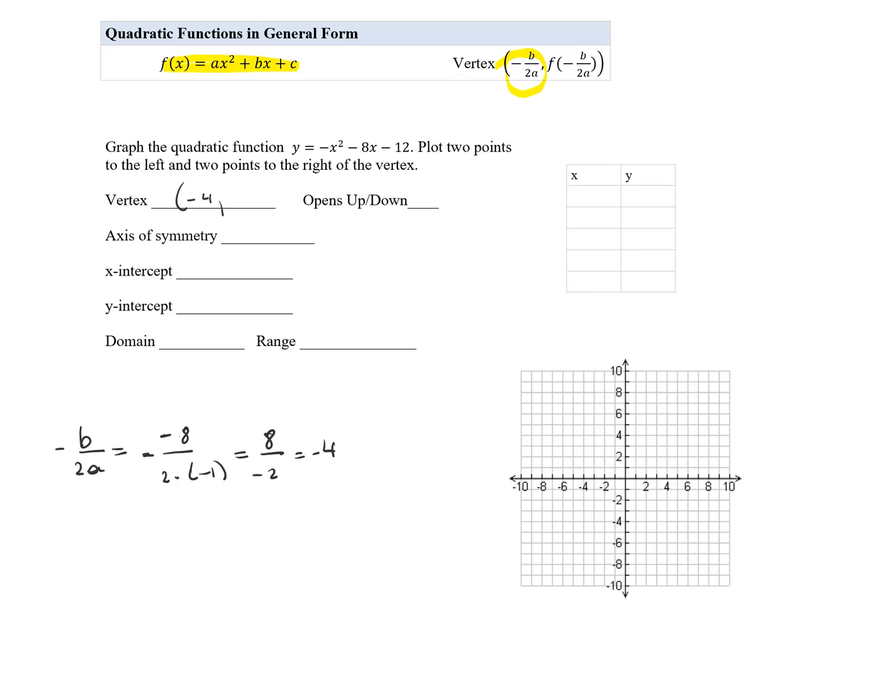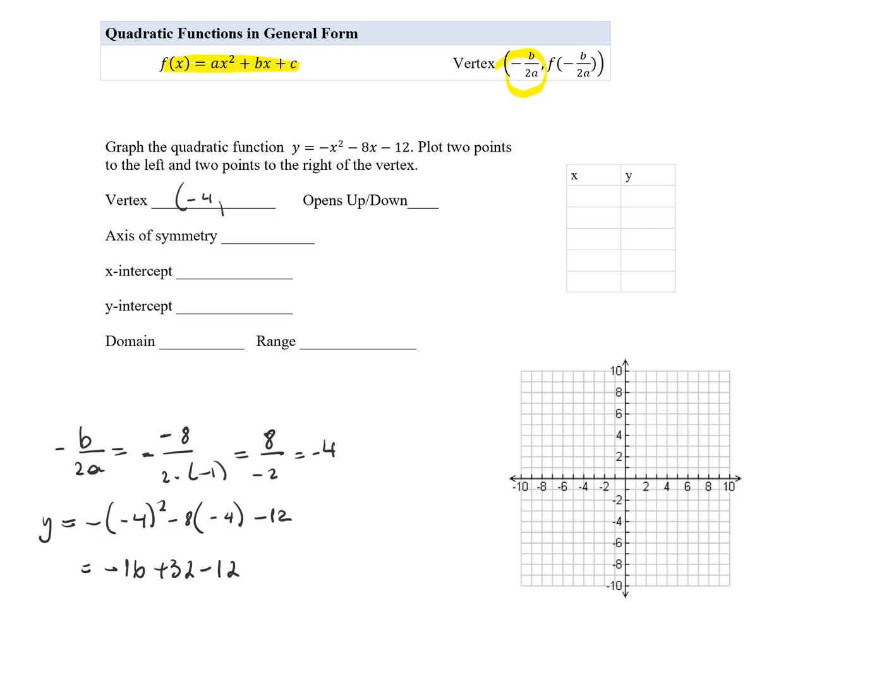To find the corresponding y-coordinate, substitute negative 4 in place of x into the original problem. We have y equals negative parenthesis negative 4 squared minus 8 parenthesis negative 4 minus 12. Negative 4 squared is 16, so I can drop the parenthesis, positive 16. Negative 8 times negative 4 is positive 32 minus 12.